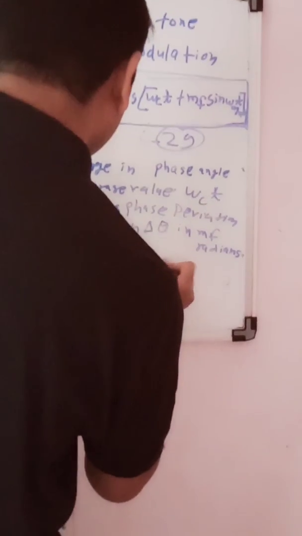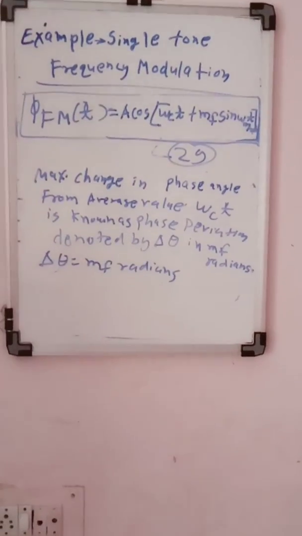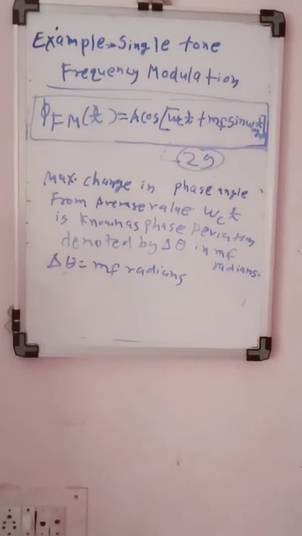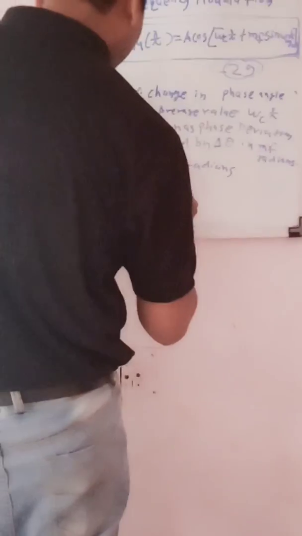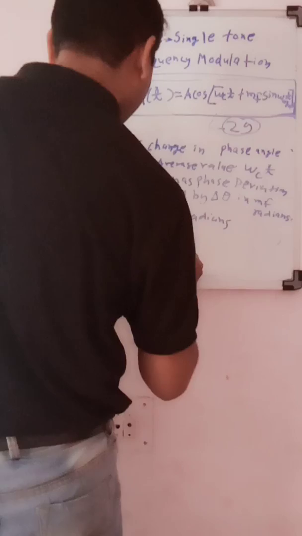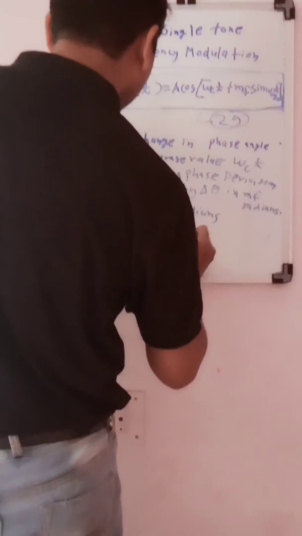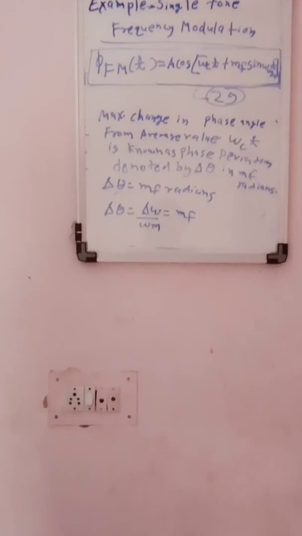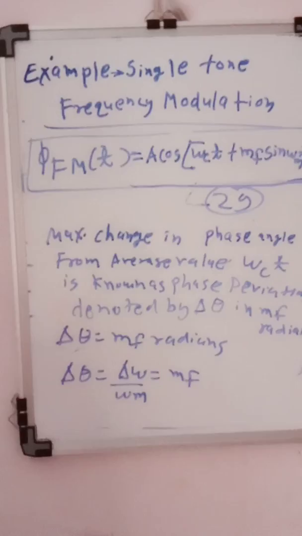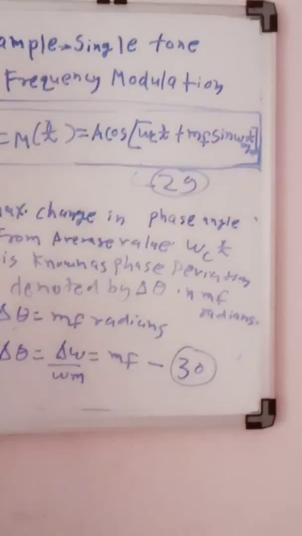Now there is a relation between this delta theta and the frequency deviation. In order to get that relation, I have to put the value of MF. MF is equal to delta omega upon omega m. So you can clearly see that this phase deviation is directly proportional to the frequency deviation. This is the relation between the phase deviation and the frequency deviation.